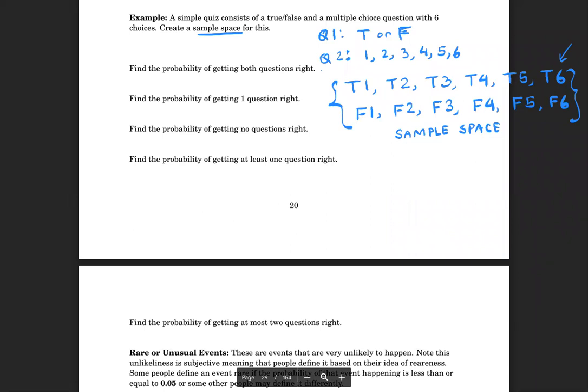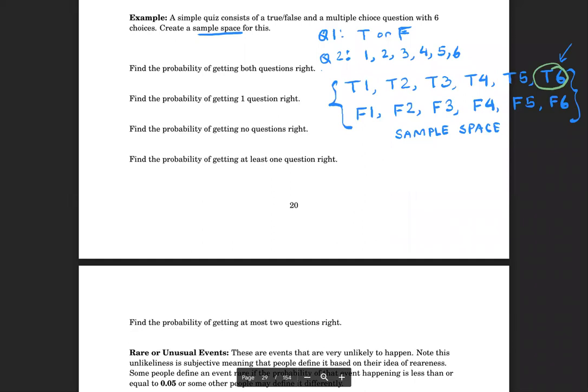It doesn't matter which one you pick. Let's say I pick T6. True is the correct response for the first question, and number 6 is the correct response for the second question. So T6, you could pick F1, it doesn't matter. Let's say T6 is the correct response. You could pick any of the 12 possibilities as the correct response. Then the others will be not 100% correct.